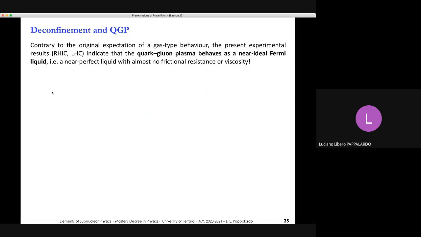And now we can describe how this quark-gluon plasma behaves, okay? Contrary to the original expectation of a gas-type behavior, as was predicted by theoreticians well before the first experimental evidence, the present experimental results, mainly from RHIC and the Large Hadron Collider, indicate that instead the quark-gluon plasma behaves as a near-ideal Fermi liquid, or in other words, a near-perfect liquid with almost no viscosity, no frictional resistance inside.